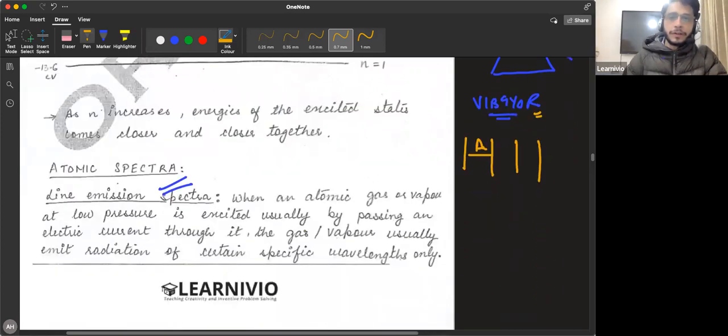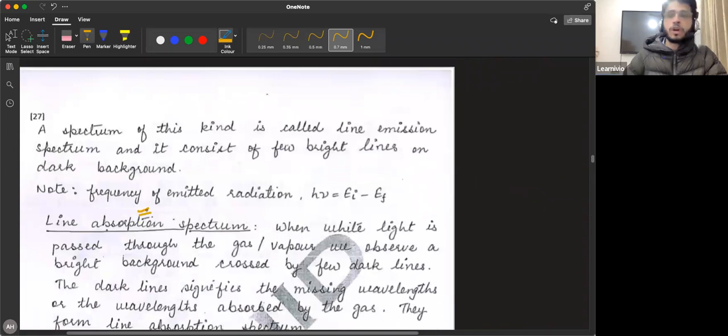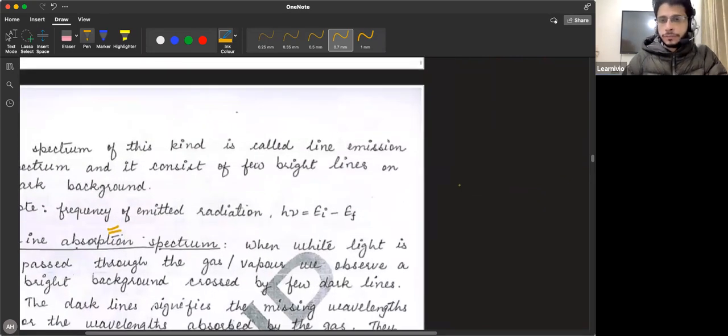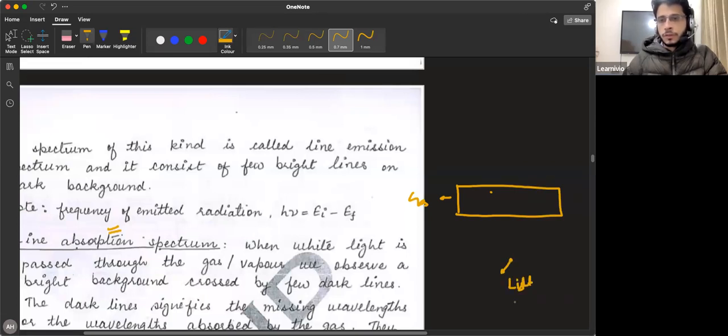There's another type of spectrum, which is the absorption spectrum. For absorption spectrum, what we do is, let's say I take a gas. This is the gas. I take a light source. This is a very versatile source, it can emit all types of radiations. When this light radiation passes through this gas, what does the gas do? The gas absorbs some of the wavelengths, some of the frequencies. The gas does not absorb all wavelengths or all frequencies. The gas absorbs some particular wavelength and particular frequency.